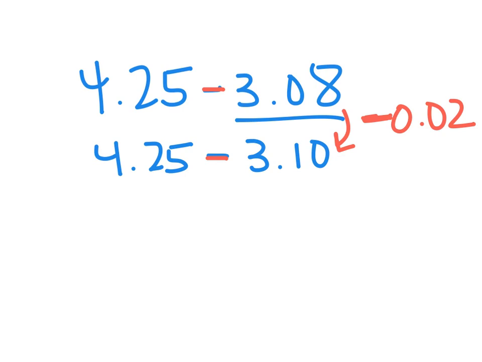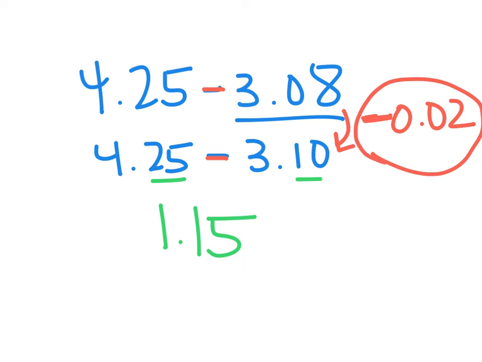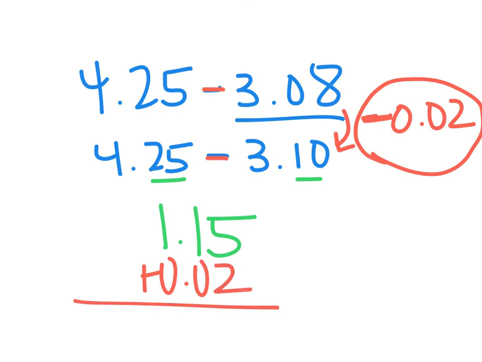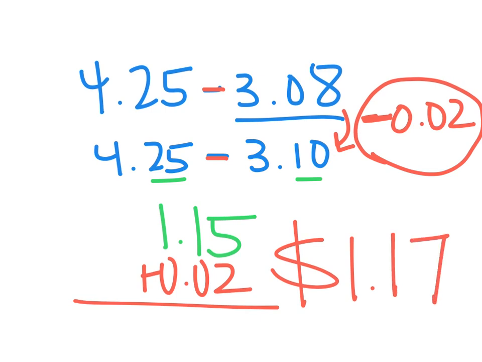So make sure that you're really careful with the positives and the negatives. So I'm going to go ahead and subtract this now in my head. I know $4 minus $3 is $1. 25 cents minus 10 cents is 15 cents. So over here, though, I took away 2 cents more than I needed to. So now I'll go ahead and add on those 2 cents in my head. And 2 cents more than that would be $1.17.